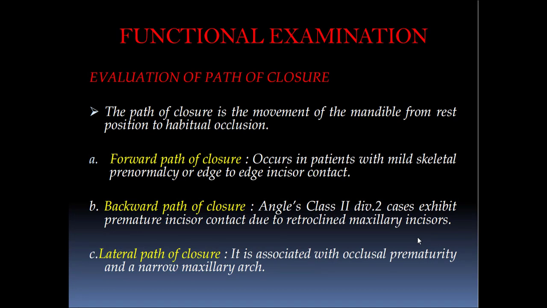Now, evaluation of path of closure. The path of closure is the movement of the mandible from rest position to the habitual occlusion. Three paths are there: forward, backward, and lateral. Forward path of closure is seen with edge to edge bite or edge to edge incisor contact. Backward path of closure is seen in Angle's class 2 division 2 cases where maxillary incisors are retroclined. Lateral path of closure is seen in cases where the maxillary arch is narrow or there is a cross bite.